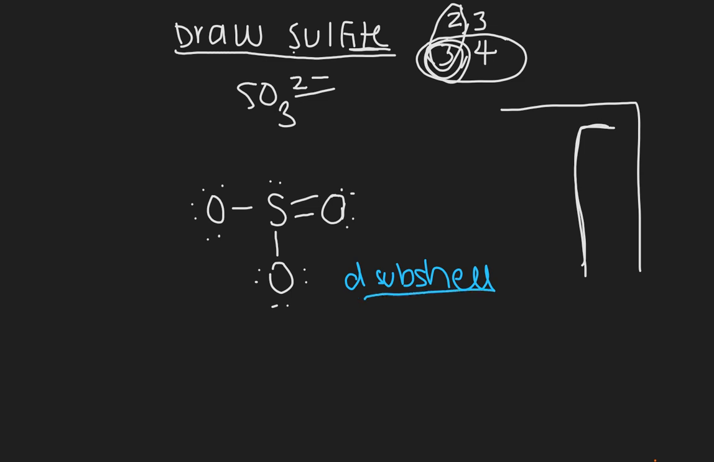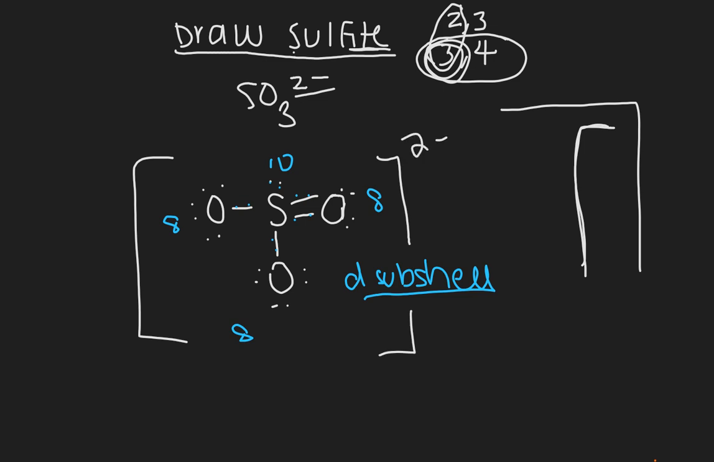So let's count electrons. We have 8 here, we have 8 here, we have 8 here, and then we have 1, 2, 3, 4, 5, 6, 7, 8, 9, 10 here. And then we'd have to put brackets around it. And then you have to put that charge.